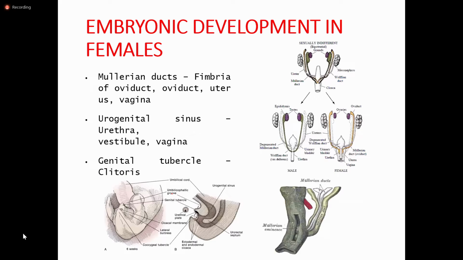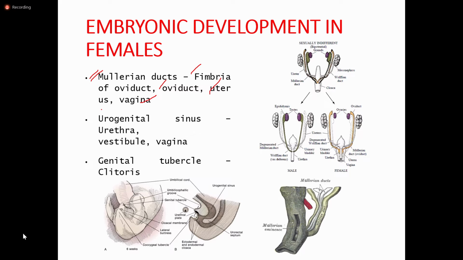And speaking of development, during the embryonic development of a female individual, we have these origins of the different parts of the female reproductive tract. Like we have the Mullerian duct. This will be the parent organ or the progenitor of, say, the fimbria of the oviduct, or the fringe structures before the infundibulum. And then we also have the fallopian tube, as well as the uterus and the vagina. So these all came from the Mullerian duct.